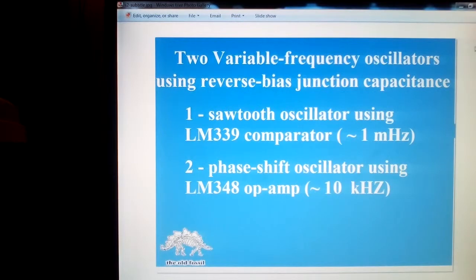So this video is about using reverse biased junction diode capacitance to run oscillators. There's two of them, one around a megahertz and one around 10 kHz, using basically the 1N4000 series diodes. They have about 40 picofarad capacitance. You can use varactors, but they're only about twice as many. That's 100 picofarads, and they cost a whole $1 instead of just 10 cents a piece.